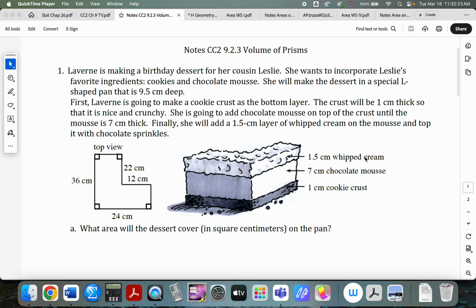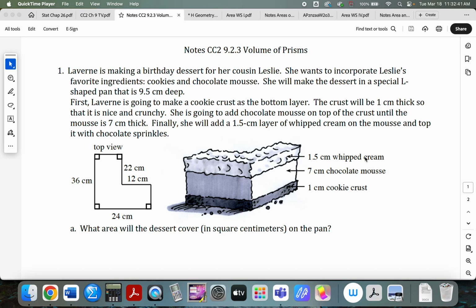All right, so we're continuing to look at volume today, specifically volumes of prisms. So we have Laverne who's making a birthday dessert for her cousin Leslie. She's putting all of her favorite ingredients in there.